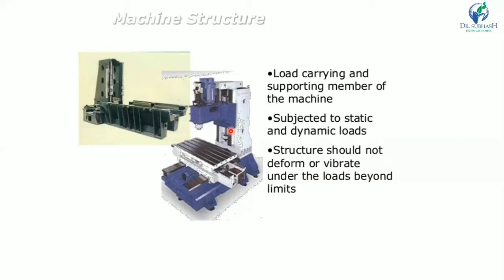All the parts of the machine structure should remain in the same relative relationship regardless of the magnitude and direction of the stresses developed due to these forces. Another source of inaccuracy in the CNC machine is the thermal distortion of the machine structure.